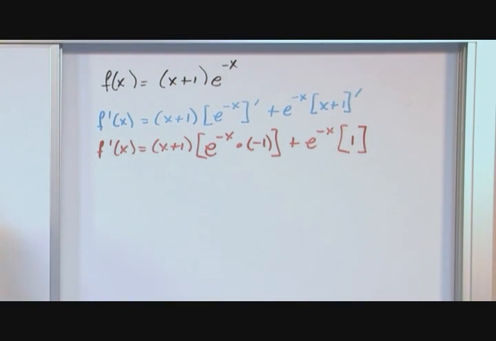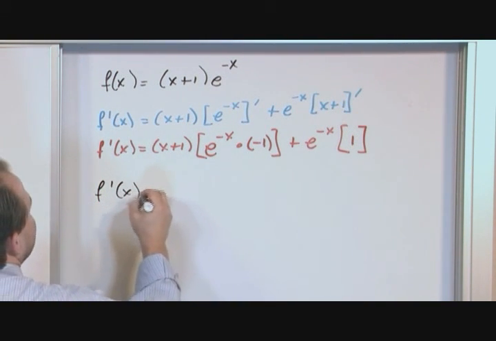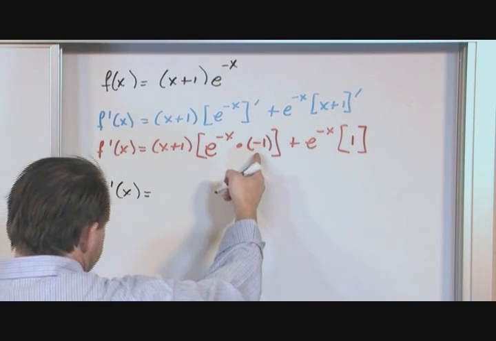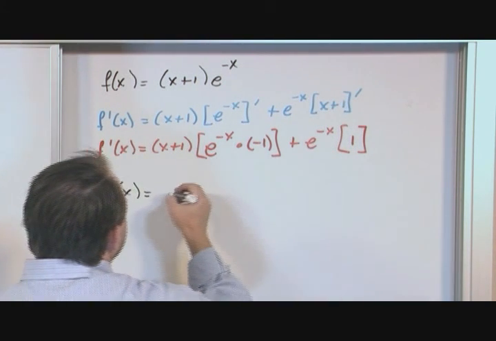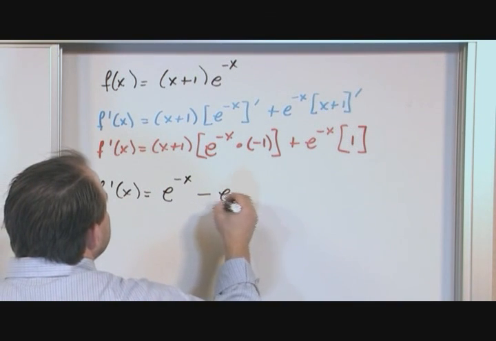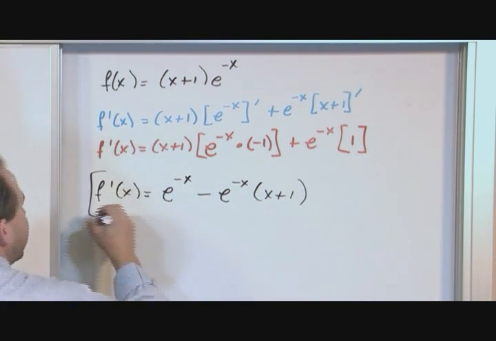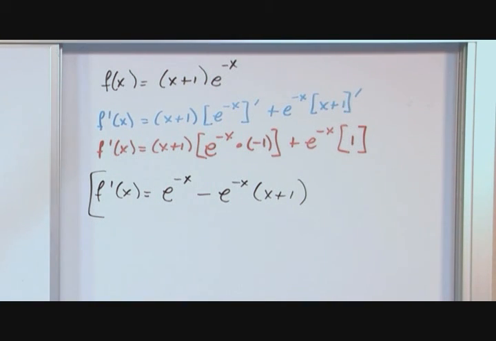So again, if you were crunched for time, that would be your final answer. Let's just rewrite it. Equals. You've got a negative here, so let's write this term first. E to the minus x minus, this comes from the negative sign, e to the minus x times x plus 1. And that is the final answer. You could factor out an e to the minus x if you wanted to. That's fine. I'm just going to leave it like that.